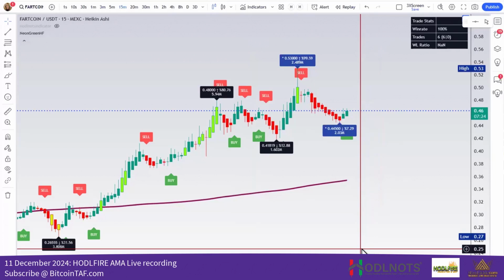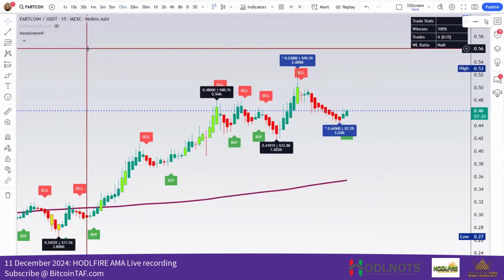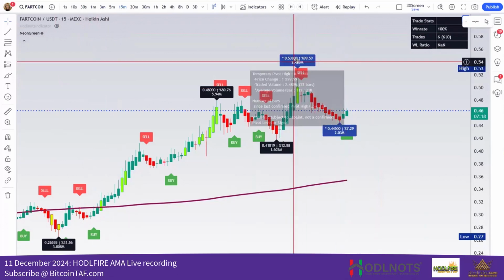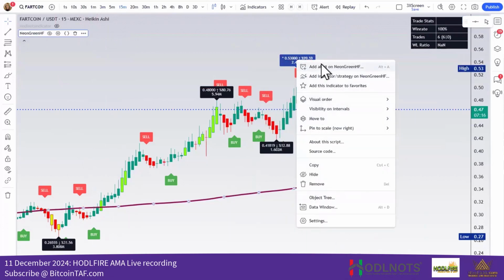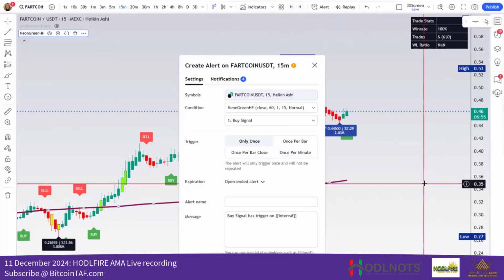The trigger: only once, or once per bar close, or once per minute. Okay, yes, you just need to use one of the two on that right here. If you go to add an alert, these two right here, once per bar. Only once means it's only going to be one alert that goes off for the bottom or for the buy. Once per bar close would be every time it goes off. Once per bar and once per minute, we don't really use those. I just have those there for different coders that like to use those different settings.